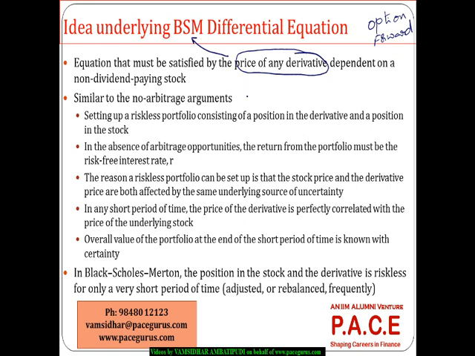Conceptually, it's very similar to a no-arbitrage argument, where we talk about setting up a riskless portfolio consisting of one position in the derivative and a position in the stock. If you remember, in the binomial tree version, we discussed more or less a similar thing. I construct a riskless portfolio consisting of a position in the derivative and a position in the stock.